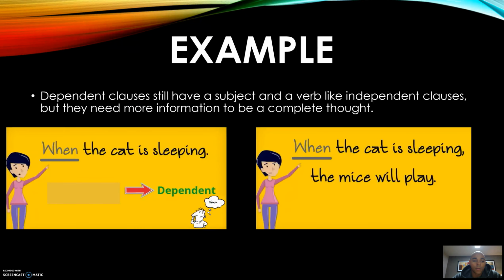So what's a dependent clause? Dependent clauses still have a subject and a verb, like independent clauses, but they need more information to be a complete thought. A dependent phrase would be "when the cat is sleeping." That can't stand alone because it makes no sense. Even though you can physically write it, in grammar, it needs more information.